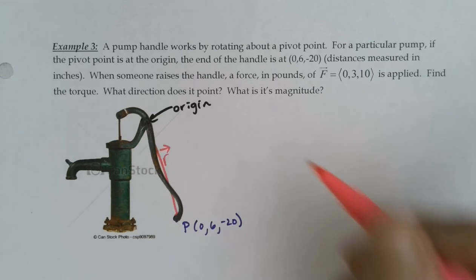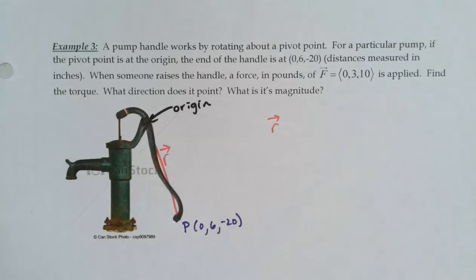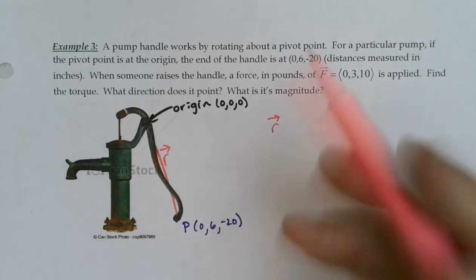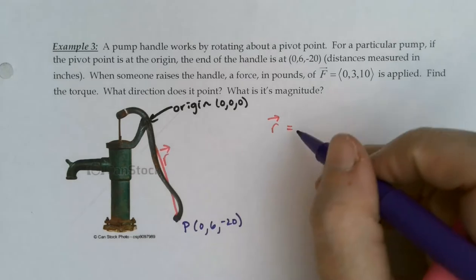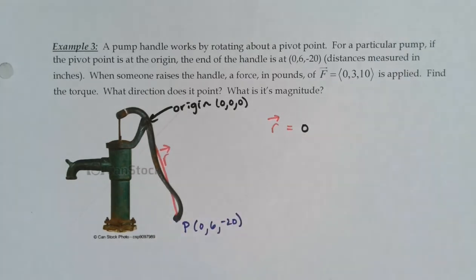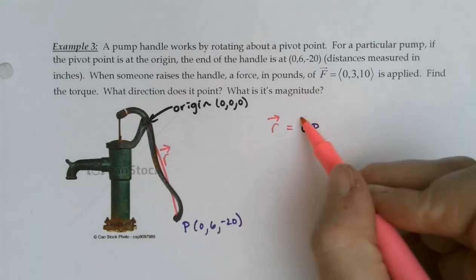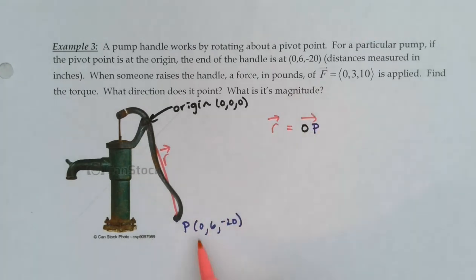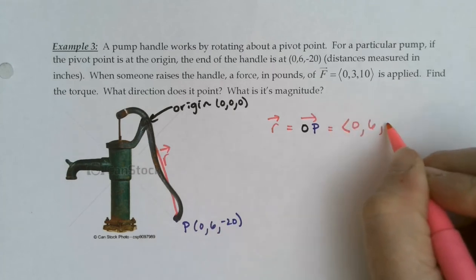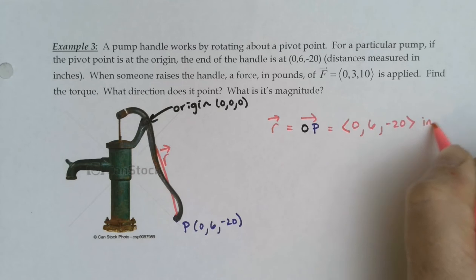All right, so r would be the vector from the origin, which is 0, 0, 0, to P. So this is OP, O being the origin, P being the point that we go to. That's the vector between the two. Terminal minus initial would mean that this vector is 0, 6, negative 20, all in inches.